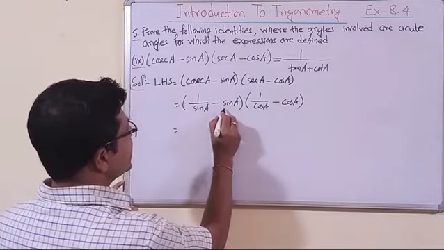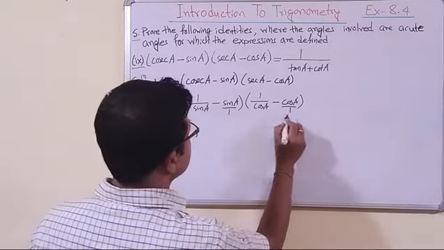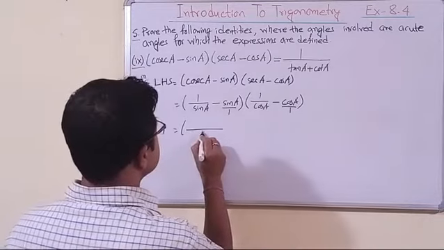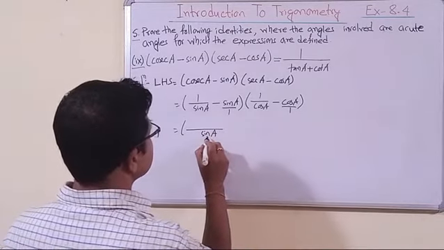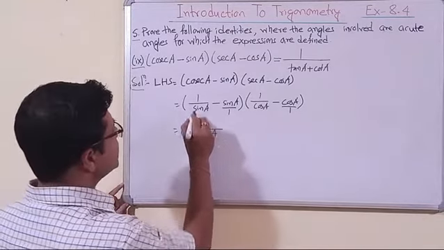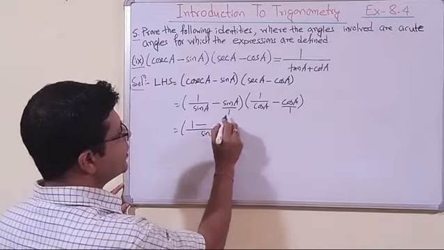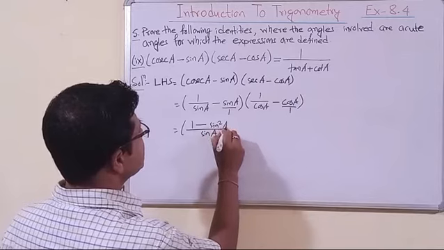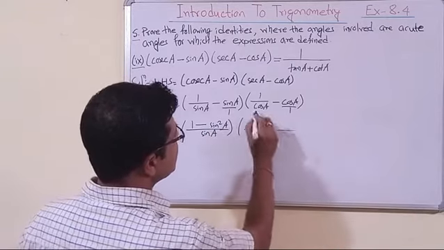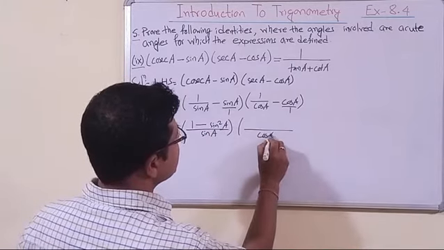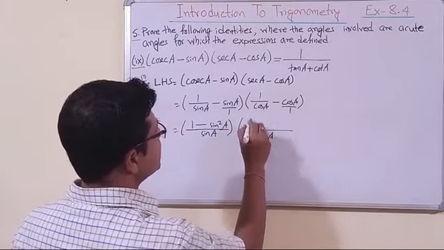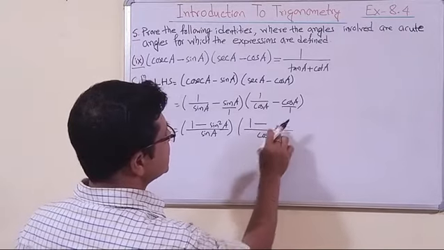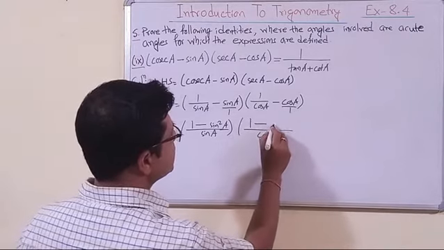Now we will take the LCM. Here it is 1, here also it is 1. So LCM is sin A. Sin A by sin A is 1, 1 into 1 is 1 minus sin A by 1 is sin A. Sin A into sin A is sin square A. Similar method let us apply here. LCM is cos A. Cos A by cos A is 1, 1 into 1, 1 minus this by this is cos A into cos A, cos square A.